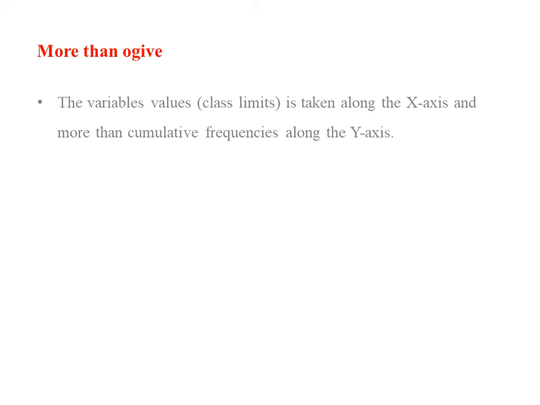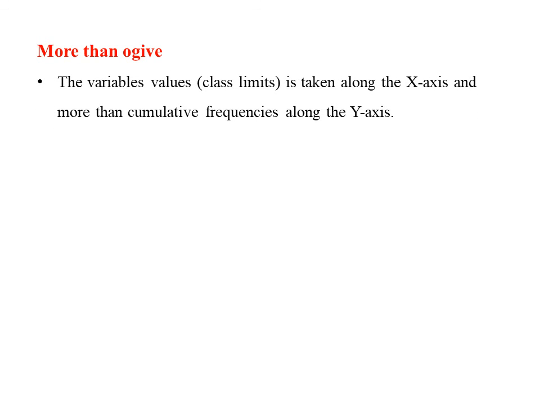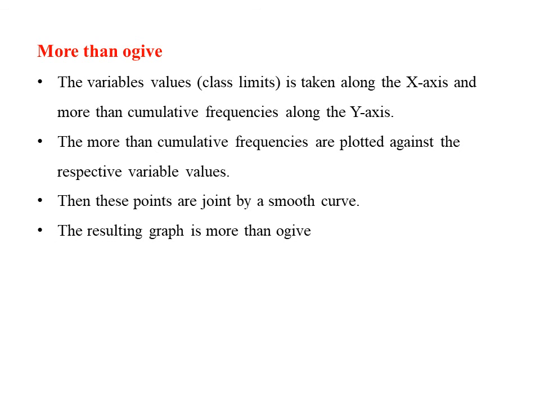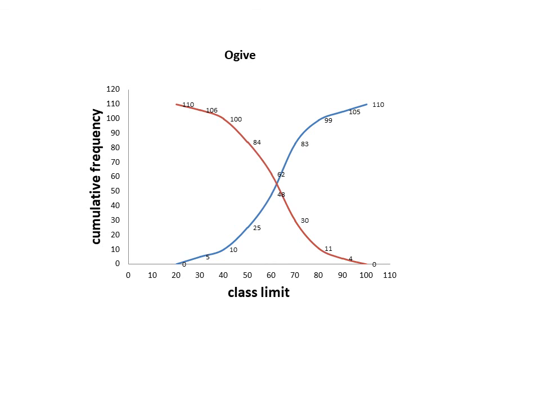In more than ogive, the variable values, that is the class limits, are taken along the x-axis and the more than cumulative frequencies are along the y-axis. The more than cumulative frequencies are plotted against their respective variable values. Then these points are joined by a smooth curve. The resulting graph is called more than ogive. And this graph shows both less than ogive and more than ogive.